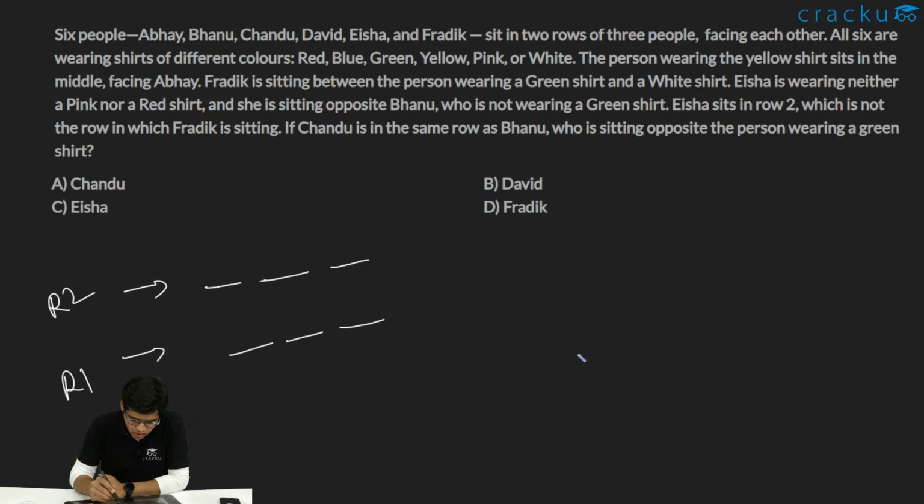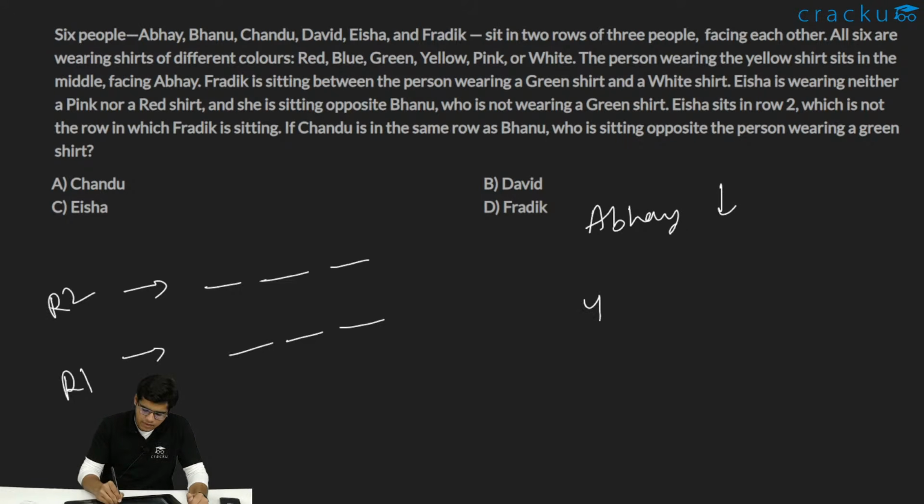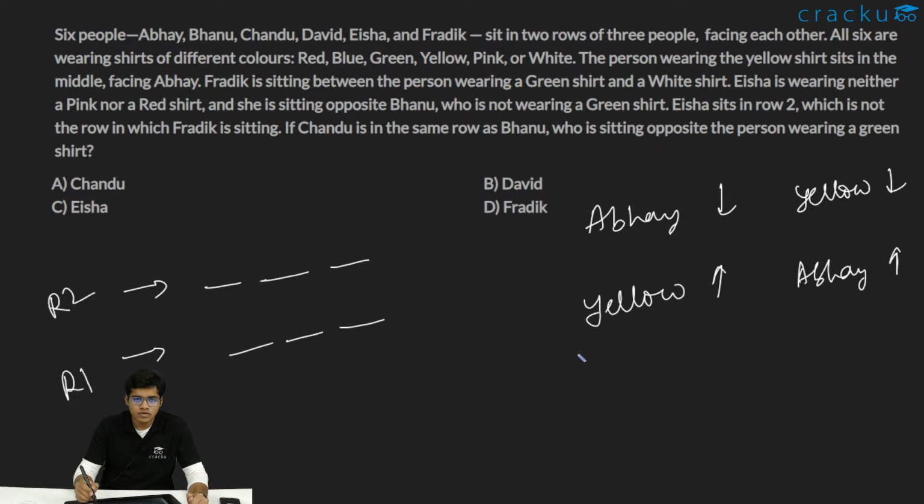So they were facing each other. Okay. So all 6 are wearing shirts of different colors. So the colors are given: red, blue, green, yellow, pink, or white. Okay. Now the person wearing the yellow shirt sits in the middle facing Abhay. Means there can be 2 cases. Either Abhay is in the top row and the person wearing yellow shirt is in the bottom row, or Abhay is in the bottom row and the person wearing yellow shirt is in the top row. These are the cases possible.